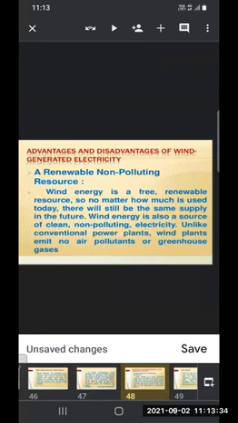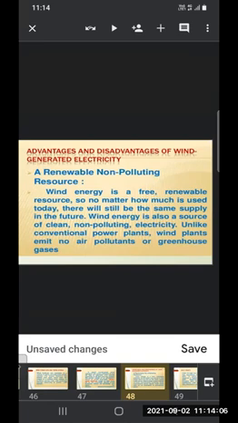Now, what are the advantages and disadvantages of wind generated electricity that we have seen? Renewable non polluting resource. Wind energy is a free renewable resource, so no matter how much it is used today, there will still be the same supply in the future. Wind energy is also a source of clean, non polluting electricity. Unlike conventional power plants, wind plants emit no air pollutants or greenhouse gases.